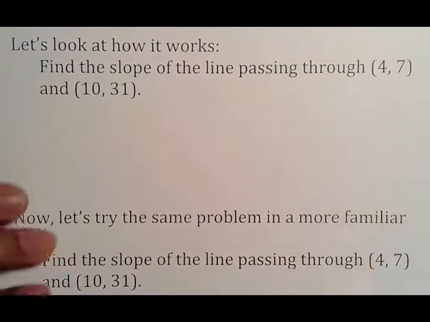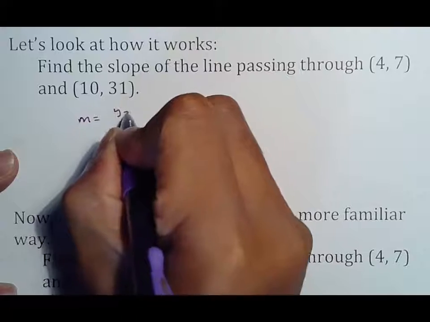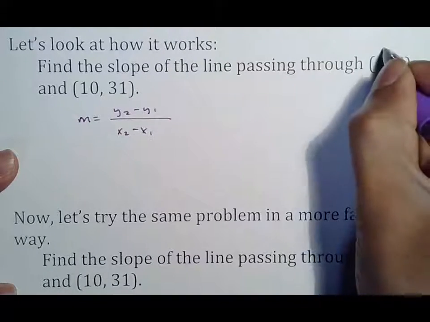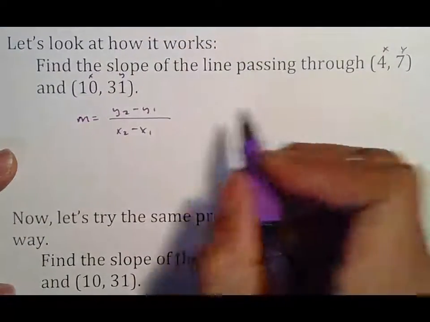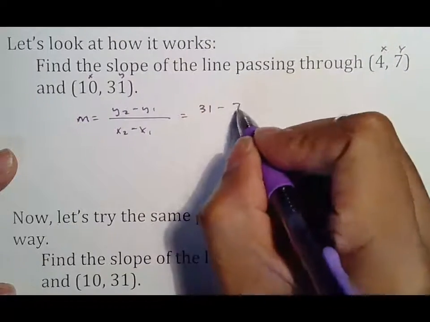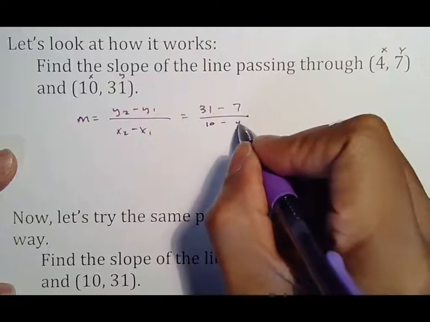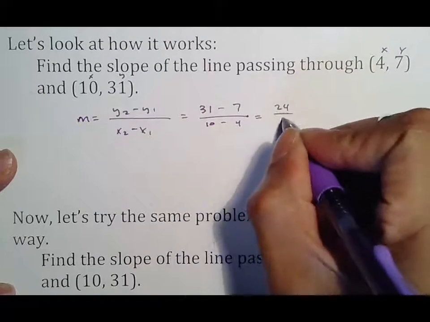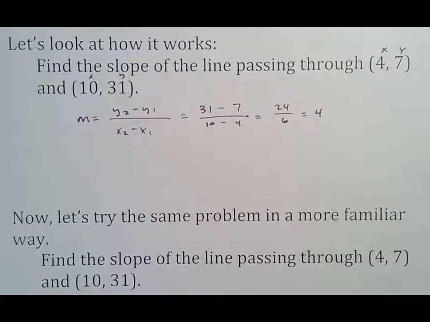So if you were asked to find the slope of the line passing through this using what we know, which is that m equals y2 minus y1 over x2 minus x1, that is my first x and y. This is my second x y, so y2 would be 31. Y1 would be 7. X2 would be 10. X1 would be 4. 31 minus 7 is 24. 10 minus 4 is 6. Overall, your rate of change or slope is 4.